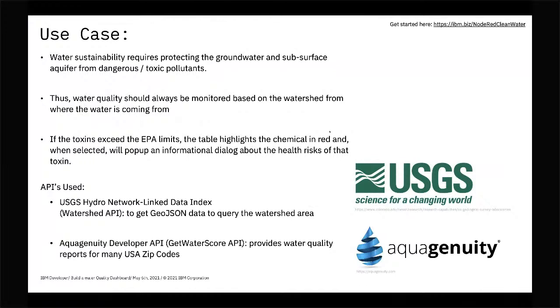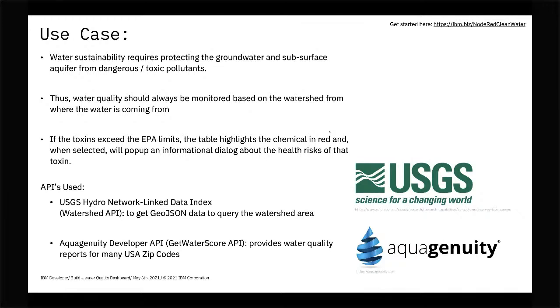We are going to mark out various watersheds in the geography of Ridgewood in the United States. From there, we're going to use an API from Aquagenity. I'll come to the APIs as well. We're going to see the toxin report for a particular zip code in Ridgewood, and from there we're going to get the water index and see whether the water is safe or not at that zip code. And if the toxins exceed EPA limits, the table will highlight it in red.